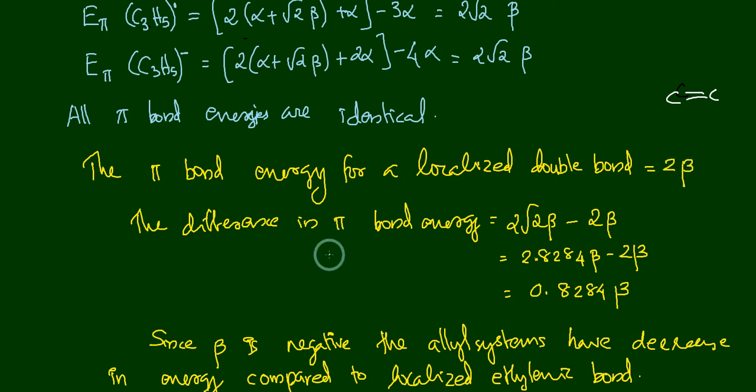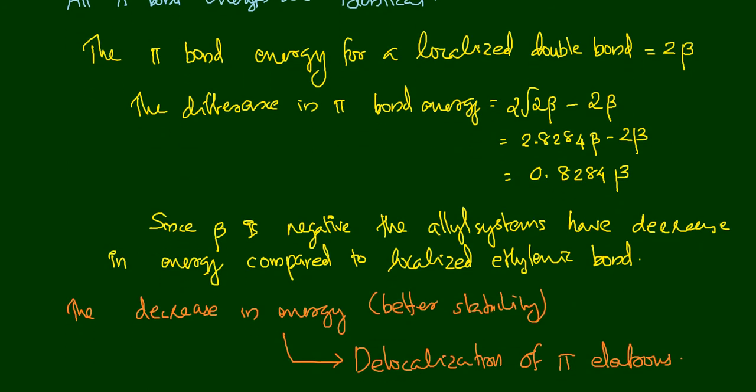And what is the difference in the pi bond energy of this localized system and the pi bond energy of the allyl radical? Okay, the allyl radical's pi bond energy is 2 root 2 beta, we have already calculated that, minus the pi bond energy of the localized system, that is 2 beta. So, that is 2.8284 beta minus 2 beta, that is equal to 0.8284 beta. Okay. So, that is the energy difference in the pi bond energy of the allyl system and the localized carbon-carbon double bond.